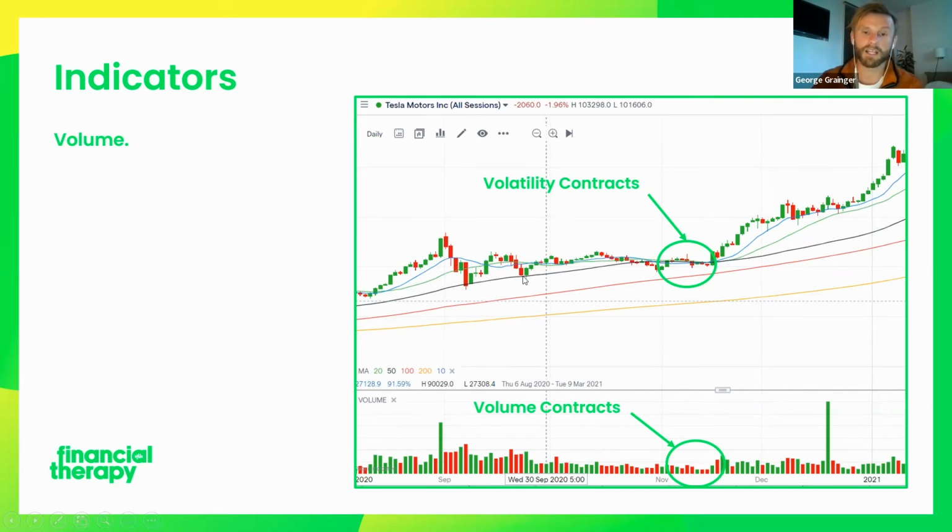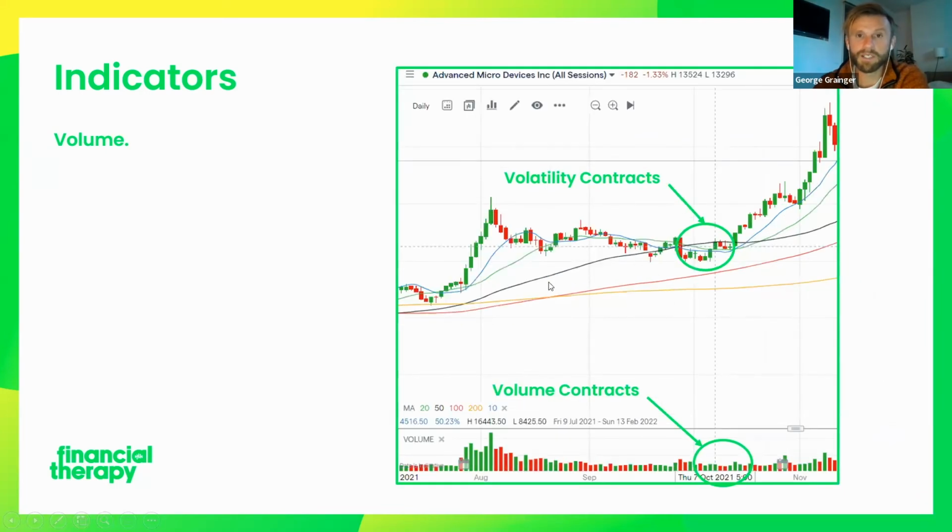Then price contracts. You get the moving averages contracting as well, but you also get volume contracting. You've got a big volume up here, and it goes down and down and down. Just as it's at its lowest, it starts to expand again. So volume expands, as does price, and off it goes. So that's another simple indicator I use. Same deal, this was on AMD. Price contracted, and volume contracted, and then off it went again.